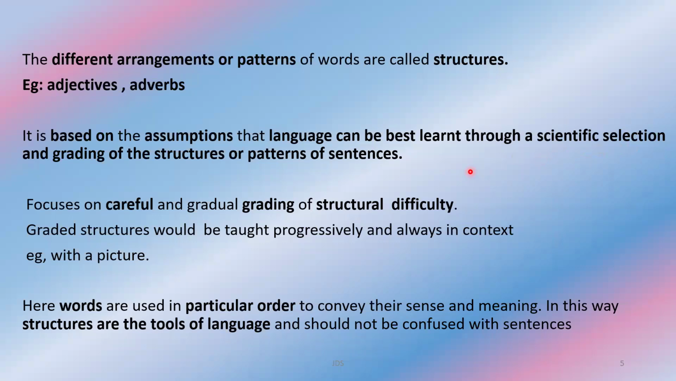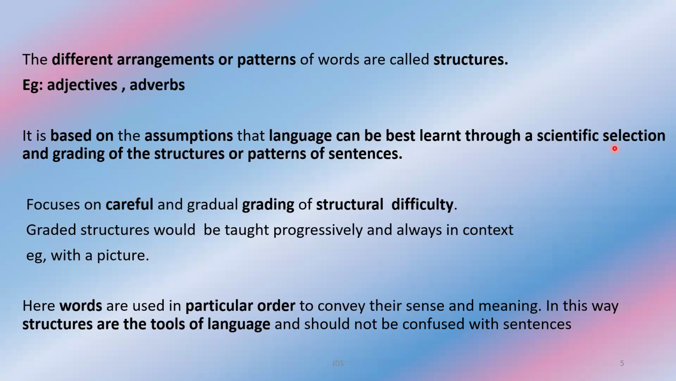Scientific selection. Right. So the structures, there are multiple structures. For example, if there are 400 structures, you need to know which structure should be presented to which grade of learners. Thereby, selection of structures becomes very important. So they are teaching grammar in a very scientific manner.